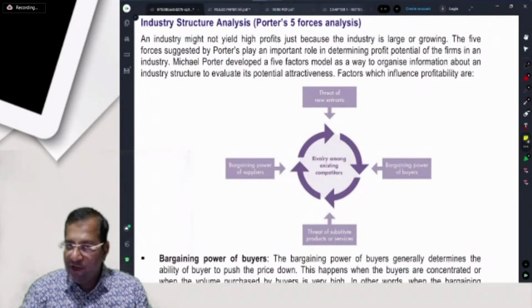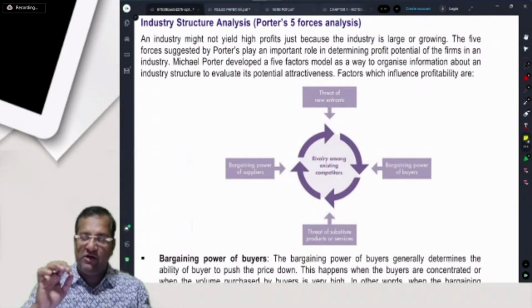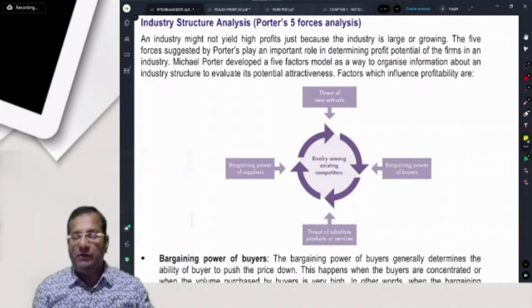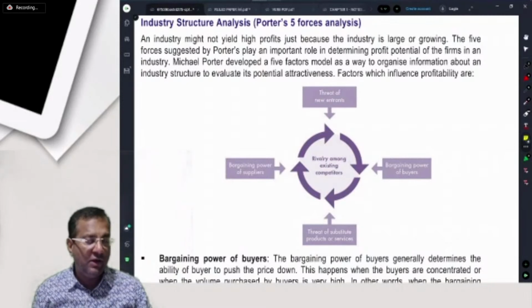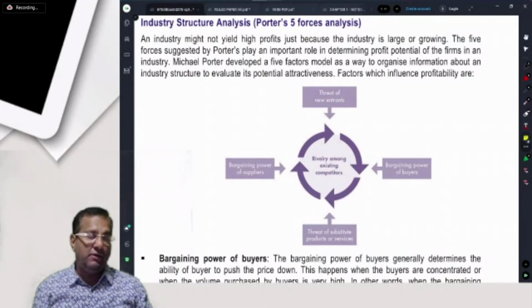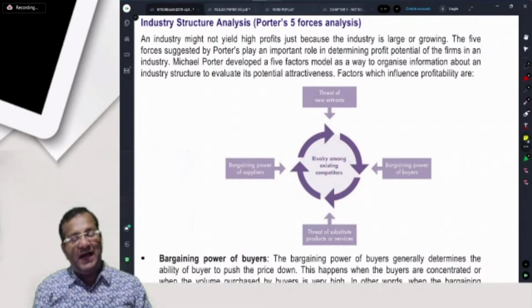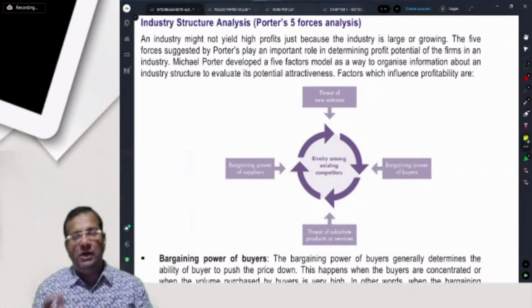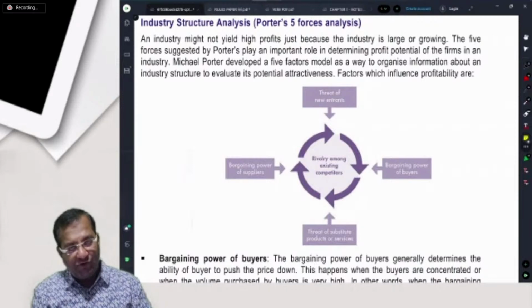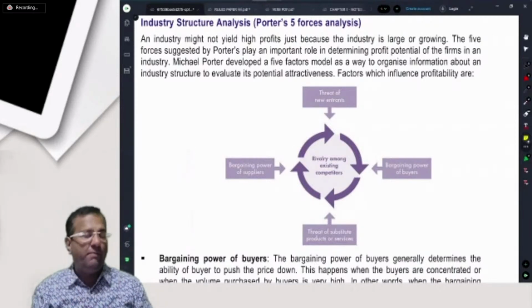Okay, beta, this is very, very important. If the words industry structure analysis or Michael Porter 5 Forces model are not given in the question, then how can a student identify that the concept of Michael Porter 5 Forces model is applicable? We have written that down: if the client asks us whether he wants to enter an industry, whether that industry is attractive or not, the decision will be based on Michael Porter's 5 Forces model.